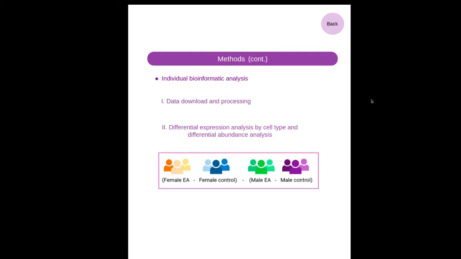In the individual analysis, we downloaded the single-nucleus RNA-seq data from the different studies and did some steps to process and explore the data, like quality control, normalization, or dimensionality reduction. Finally, we use this contrast to do a differential expression analysis by cell type, in particular in microglia and astrocytes, to detect sex transcriptomic differences in Alzheimer's disease, and a differential abundant analysis to detect sex differences in cellular composition in Alzheimer's disease.